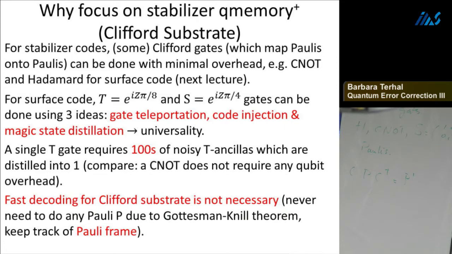And the second thing has to do with decoding. And so the thing is, the observation. Let's see how I can pitch you with that. So the Knill.